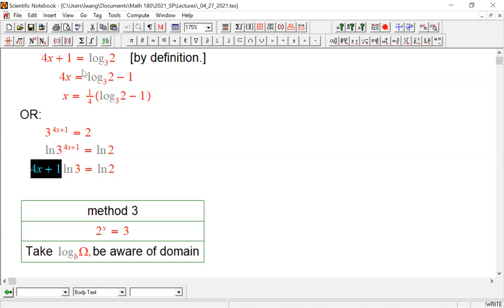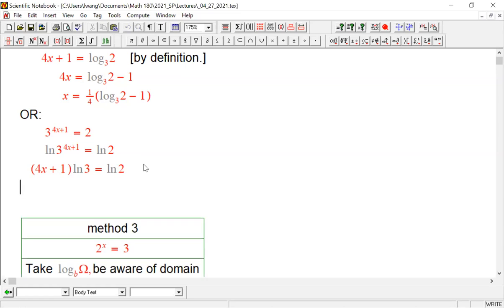I missed the parentheses. I must have these parentheses. This parentheses is absolutely necessary. You can do common log, which is going to be very similar. So I'm going to continue with the natural log.